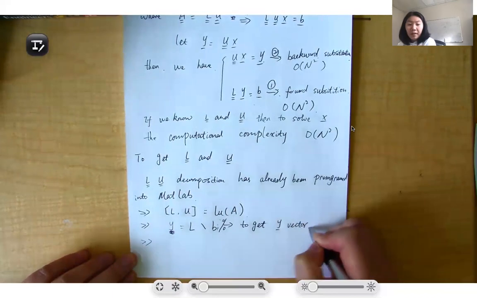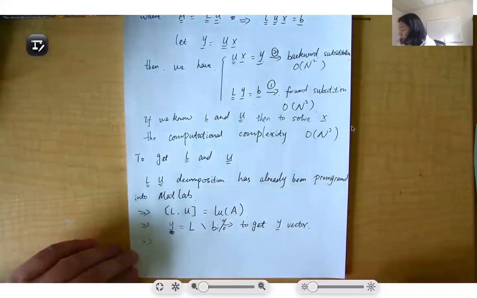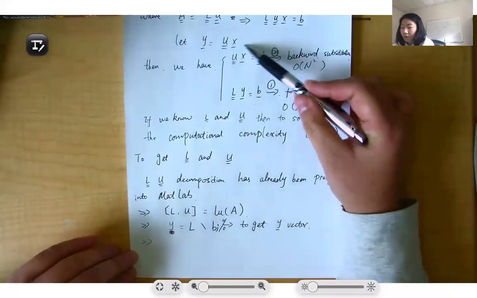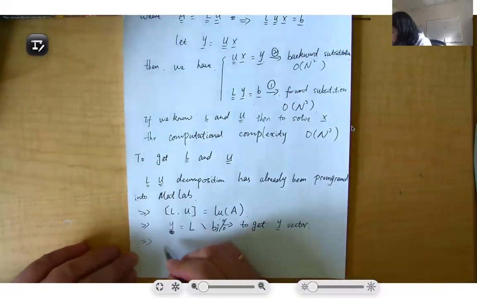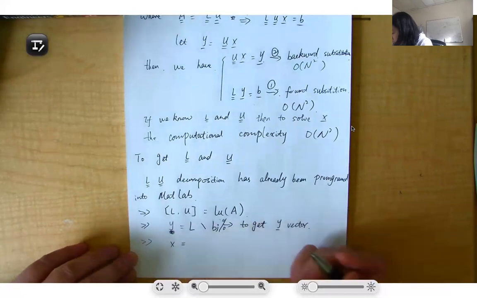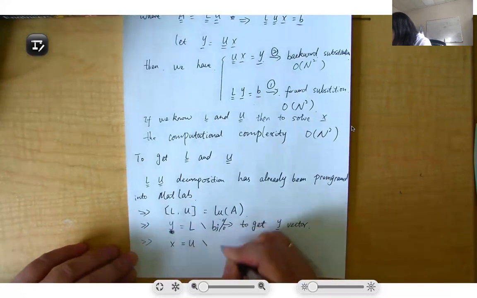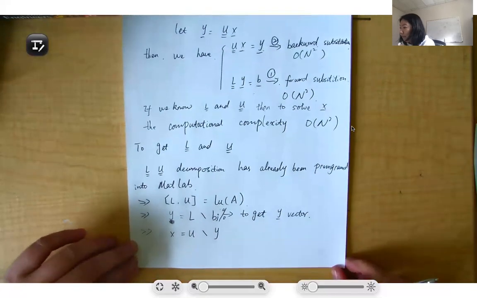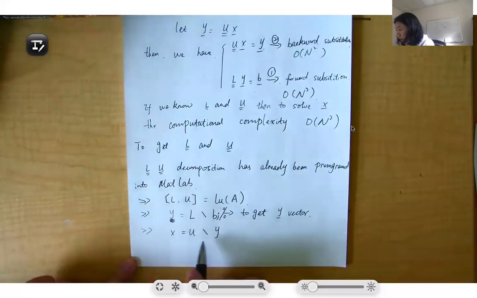Then after you get the y vector, you are trying to solve x. So x will be equal to U backslash y after you already know the y. Then you get the final solution.